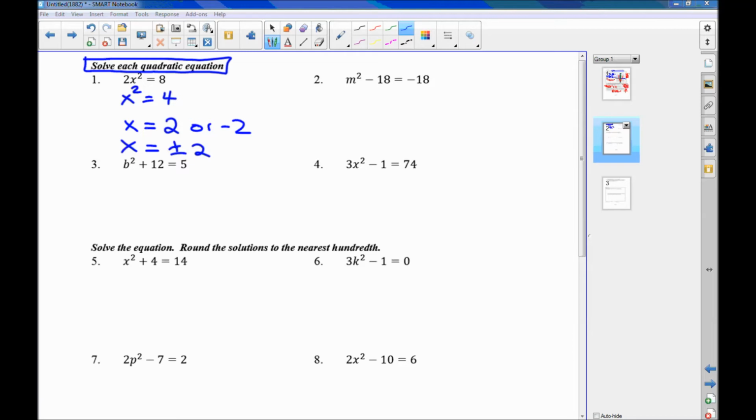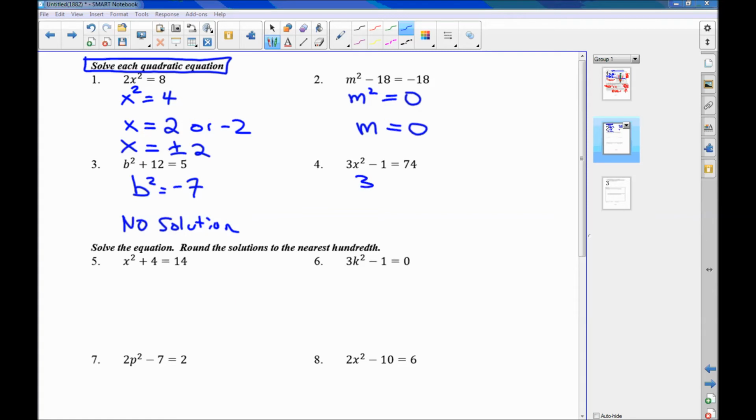Number 2, first I isolate the m squared part, so I'll add 18 to both sides to get 0. Then the square root of 0 is just 0. There's no plus or minus 0. Number 3, I'll subtract 12 from both sides to get negative 7. 5 minus 12 is negative 7. If I try to square root this, I don't get any answers, so this answer is no solution. If I graph this, the graph would never cross the x-axis.